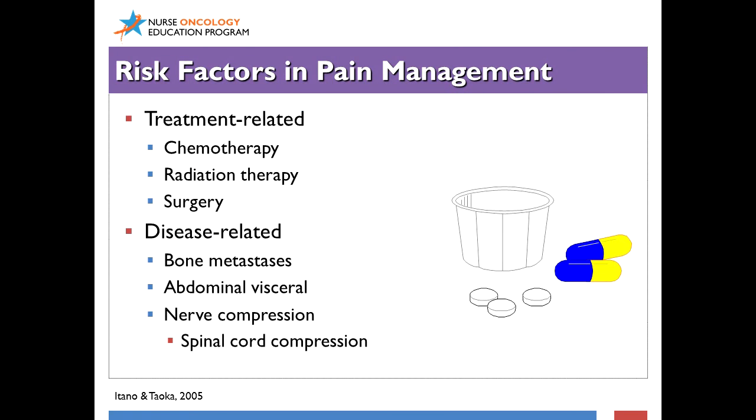If we look at risk factors in pain management, we can look at two different buckets: treatment-related risk factors and disease-related risk factors. Patients that are receiving chemotherapy, the toxicities of the drugs themselves may cause different types of mucositis, peripheral neuropathies, and herpetic neuralgias such as shingles. It often occurs from the immunosuppression of the chemo, and that's characterized by burning, aching, and shock-like pain in the area of the lesions.